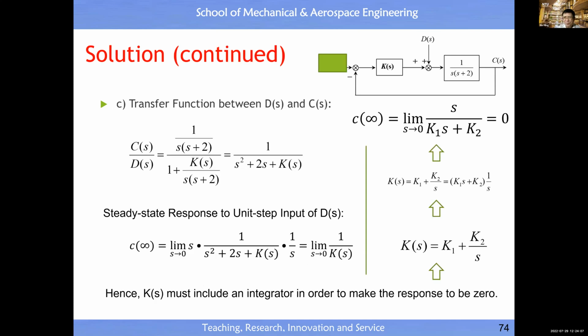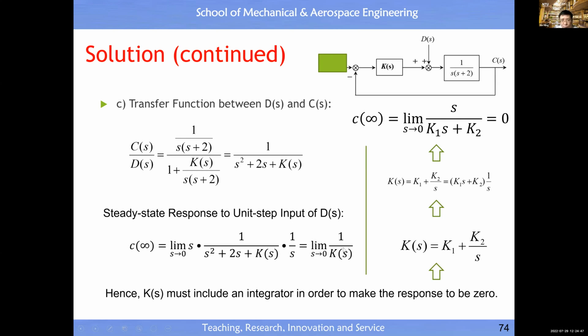Then how about the power to cancel out the disturbances? Now we look at the relationship between disturbances and the output. Again, we write down the transfer function. From this transfer function, we know the Laplace transform of the output is equal to the transfer function times the Laplace transform of the disturbances. Then we apply the final value theorem. So s times the Laplace transform of the output is equal to the transfer function between output and disturbances times the Laplace transform of the disturbances. You simplify it, you get this one.